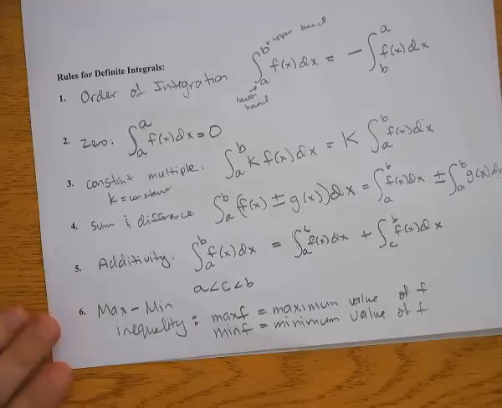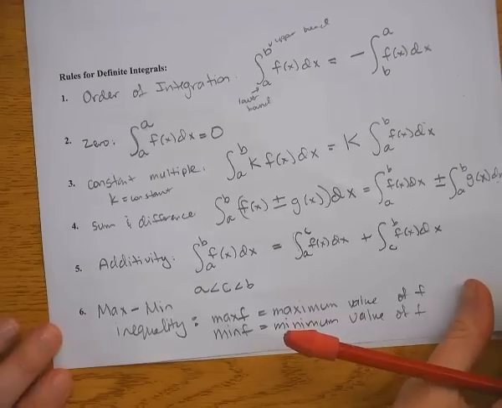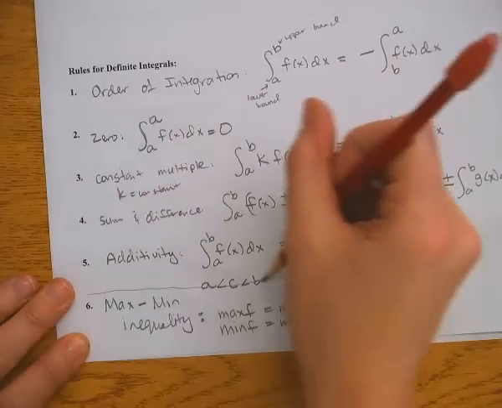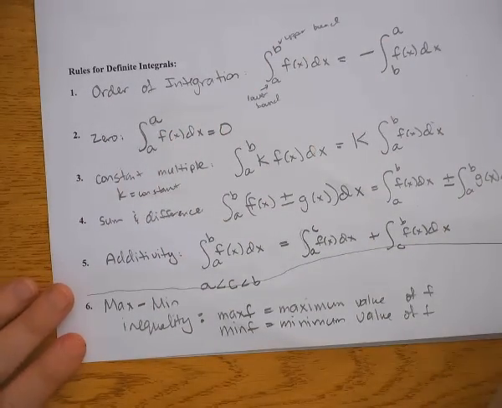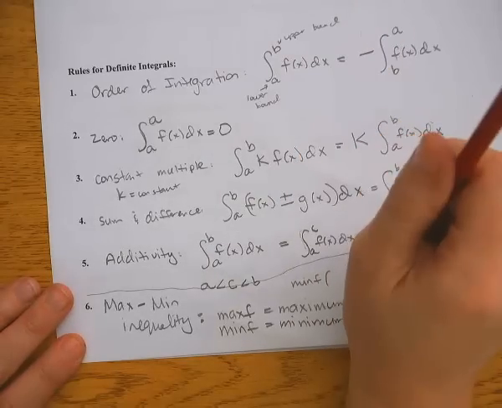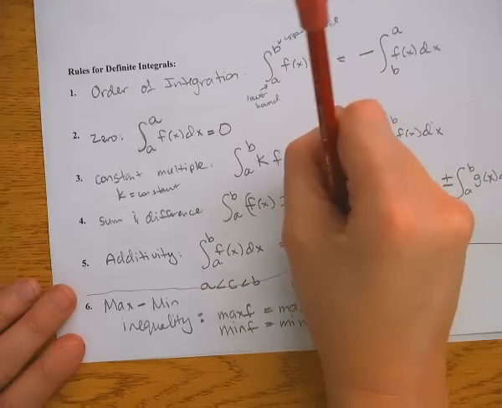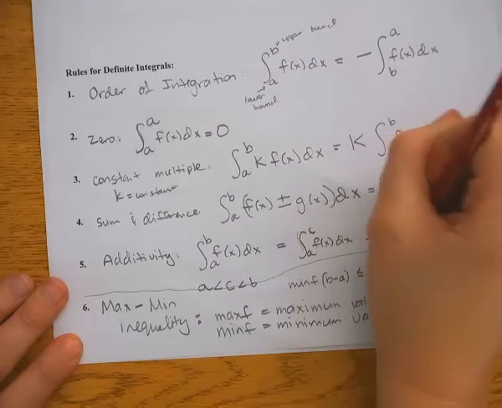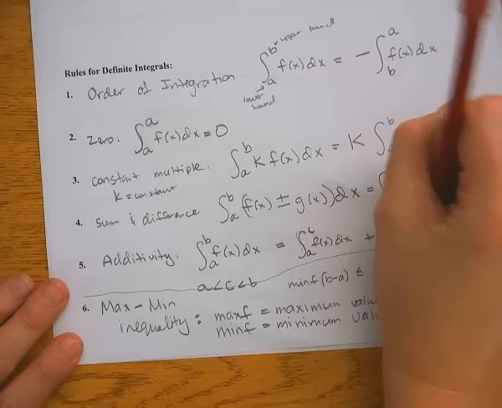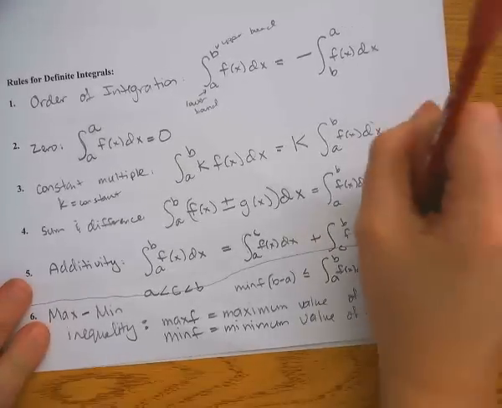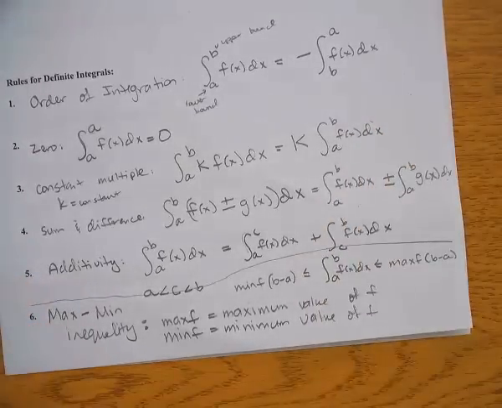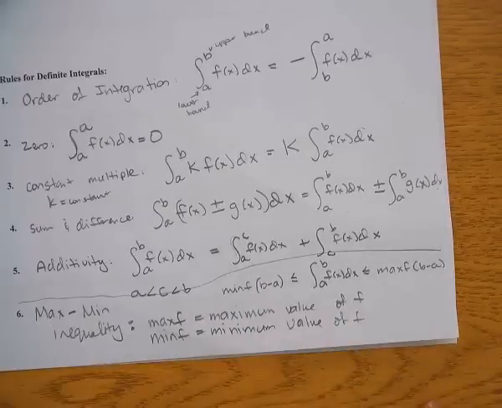Well, you could say, and I'm running out of room, of course, so we'll use this space over here, that the minimum value of f times b minus a is less than or equal to the integral between a and b of f of x dx, which is less than or equal to the maximum value of f times b minus a. So you're probably wondering what the heck that's all about.